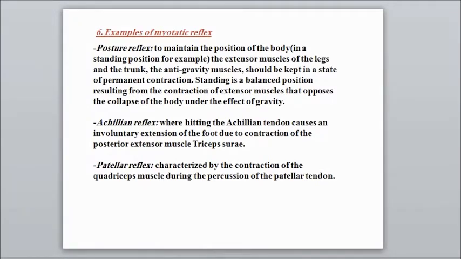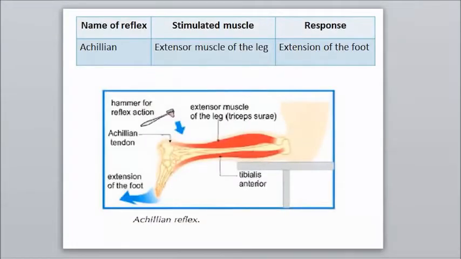Another example is the Achillean reflex. To understand the Achillean reflex, I'm going to show you slide 10. Before I continue with slide 10, let me finish the following slide. The third example here is the patellar reflex, which is going to be explained on slide 11. Let's start with the Achillean reflex.